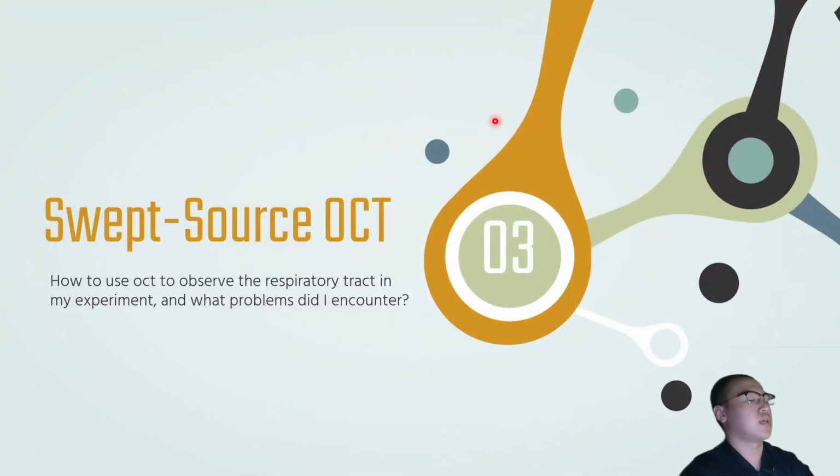So in my experience, I choose OCT to see the trachea. My OCT is a Swept-source OCT. How to use OCT to observe the respiratory tract, in my experience, and what problems I encountered, I will tell you in three parts.